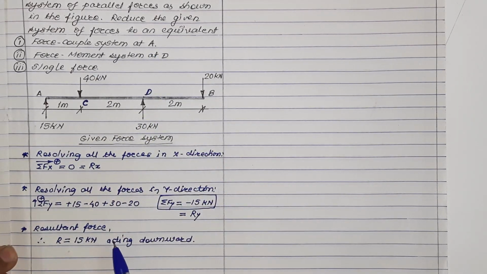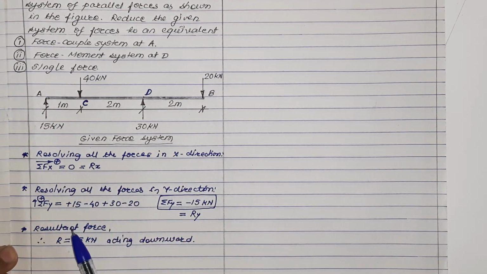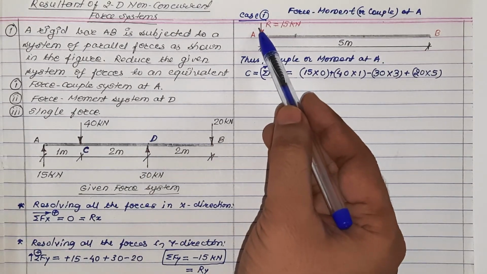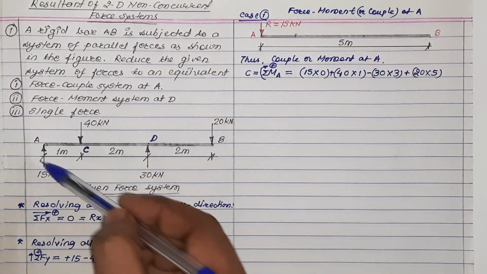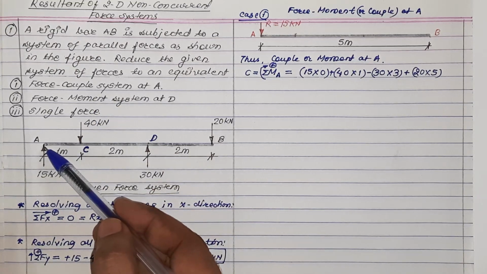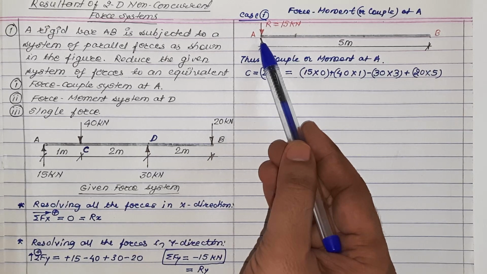Which is the single force? Resultant force can only be the single force, which can be said an equivalent force. Hence R should be placed at point A. Okay. So let us show that R is acting at point A in a diagram. Now this is case 1. So in case 1 we want to replace these forces by single force and couple at point A. Hence resultant force is applied at point A, which is a single force.